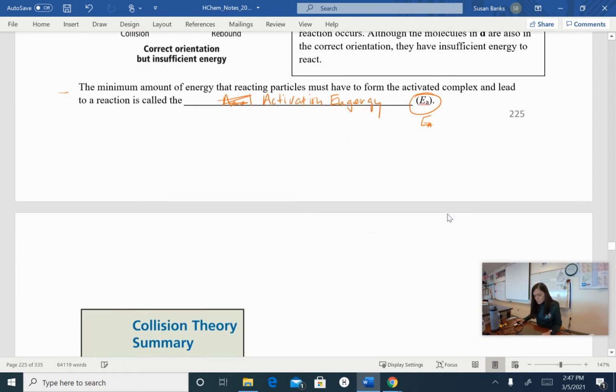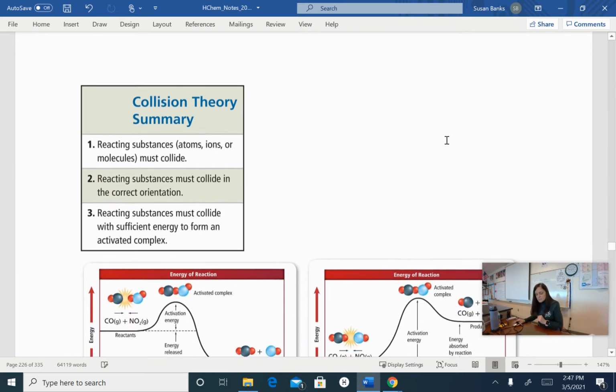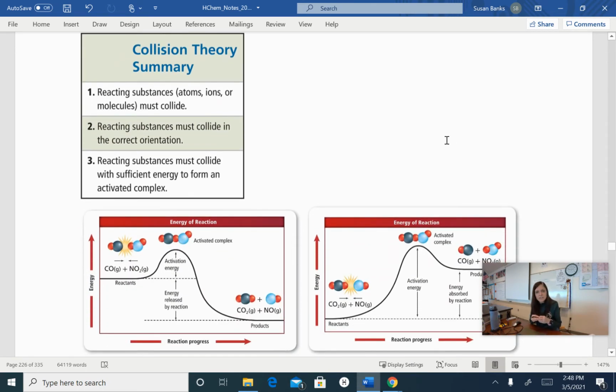Okay, so summary of collision theory. Reacting substances, the atoms, the ions, the molecules, have to collide in order to react. In order to get that reaction to be successful, they have to collide with the proper orientation. The right part of each molecule has to hit the right part of the other molecule, okay? And reacting substances must collide with enough energy to form that activated complex. You've got to have enough energy to break old bonds and start making new bonds, okay?